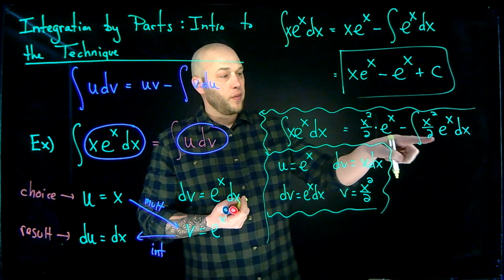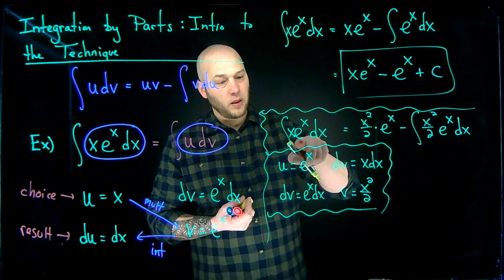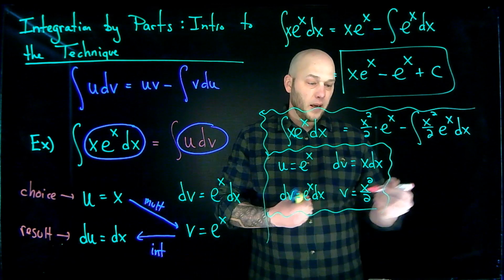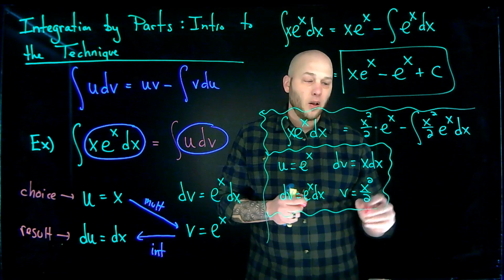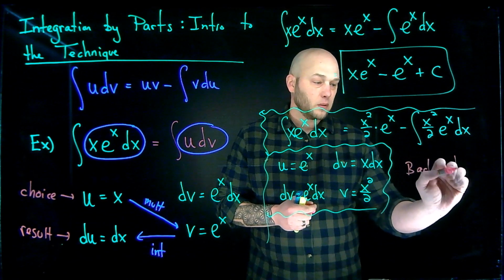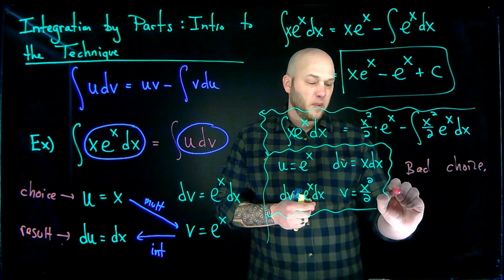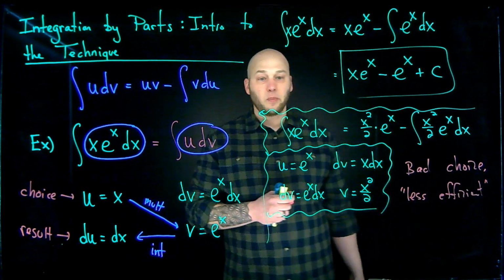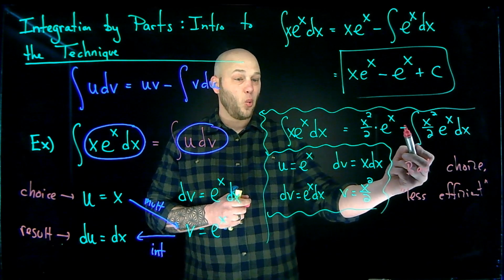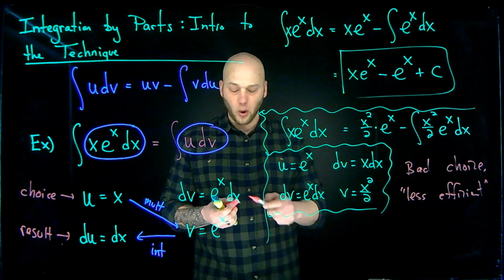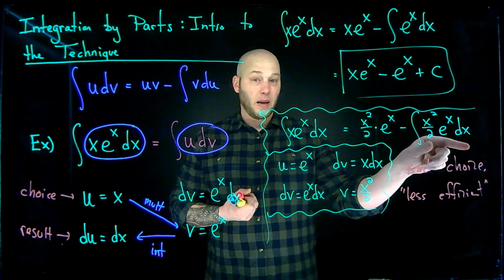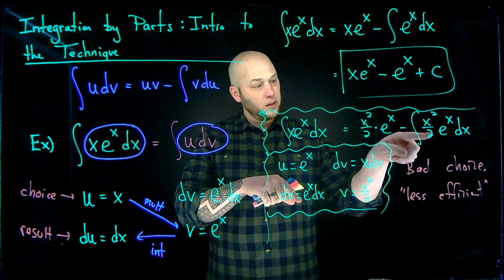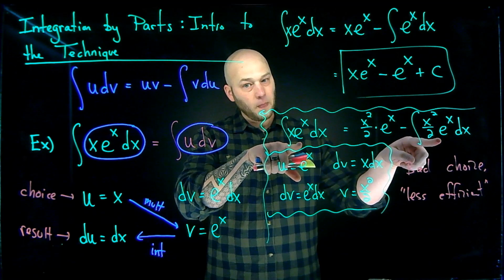Here's the problem. This is a more complicated integral than what I started with. Here I've got a factor of x, but here I've got a factor of x squared. So therefore, this would be, I guess I can call it a bad choice. But maybe a better way to say it is it's a less efficient choice, because I would have to then apply integration by parts twice to this, and that's just making more work than I need to do. And certainly I could make a bad choice here and then this would just spiral out of control.